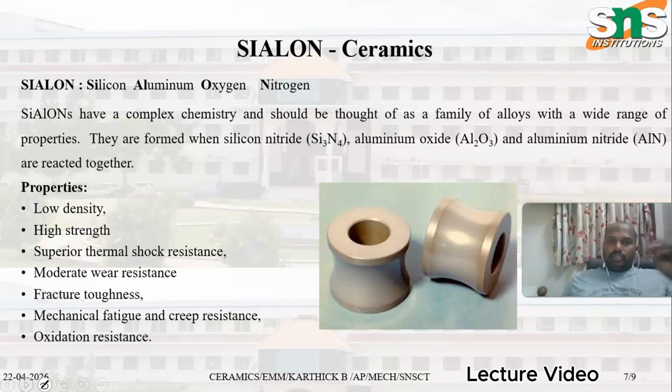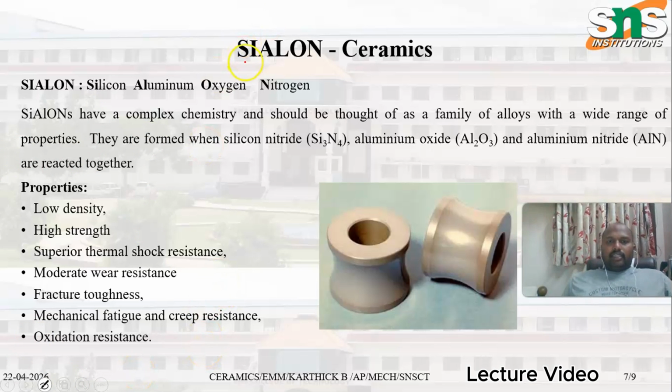Today we are going to see one of the most used ceramics, which is Sialon. In the previous videos we have seen two types of ceramics. One is SiC, which is silicon carbide, and the other one is Al2O3, which is alumina. Now we are going to see the most important ceramic, which is known as Sialon.